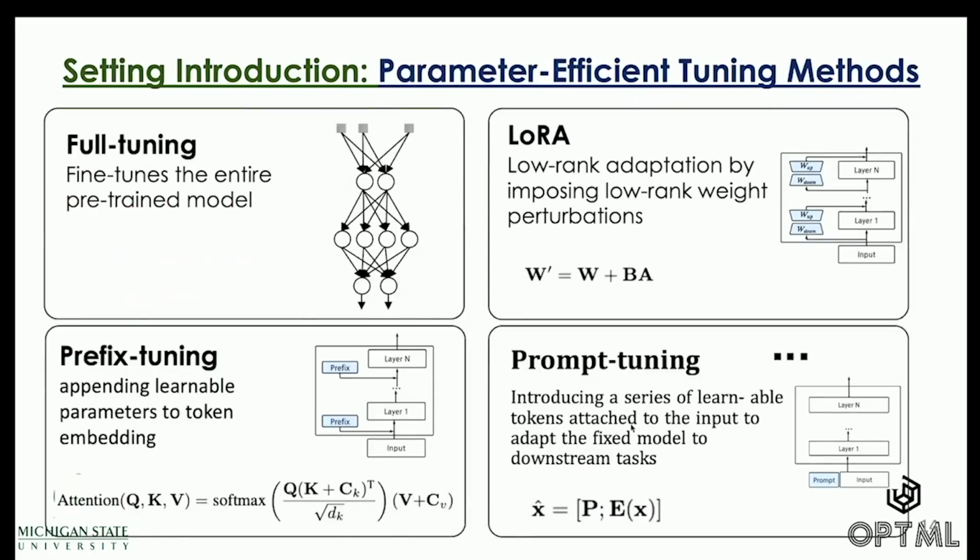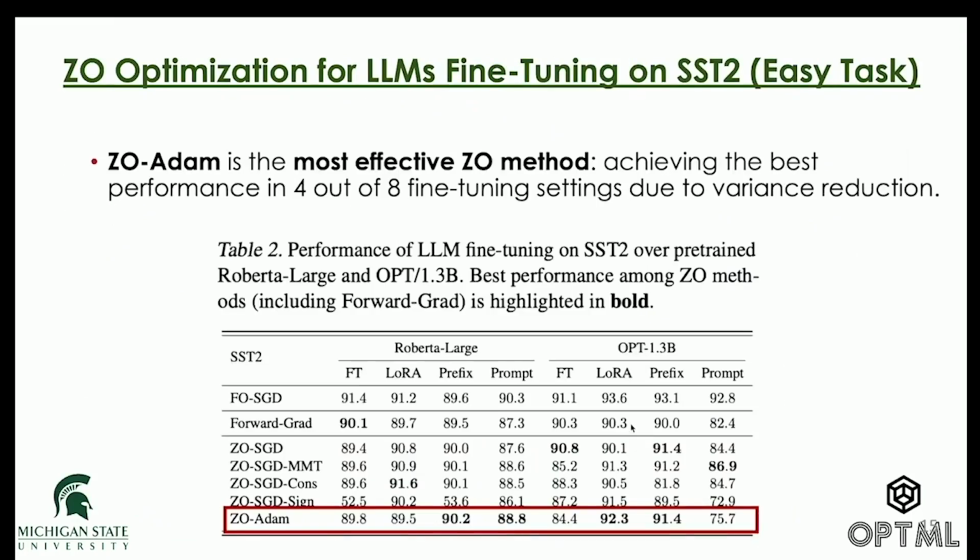I will introduce the results later, but here I want to emphasize we consider the fine-tuning schemes I mentioned earlier. One is full fine-tuning, and three other fine-tuning schemes are parameter-efficient fine-tuning methods like LoRA, prefix tuning, and prompt tuning. And I want to highlight a few messages from the experiment results.